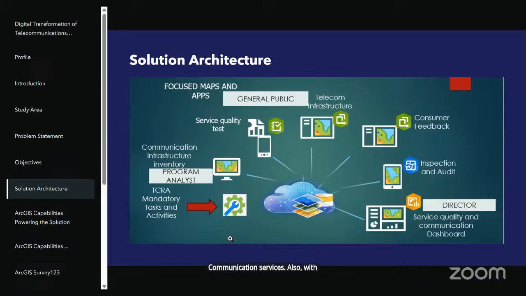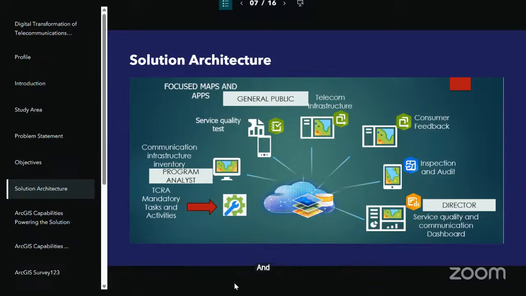Also, the general public, or in general the consumers, could be able to contribute feedback through Survey 123 forms, helping TCRA understand the experiences and service satisfaction of the users and the issues that emerge as the customers use these communication services. Inspection and audit teams could collect the field data using Field Maps, while the dashboard could help give real-time instant insights on the compliance, infrastructure performance, and operational gaps, thus improving the communication services.